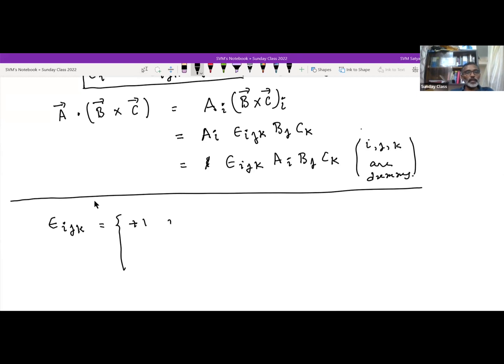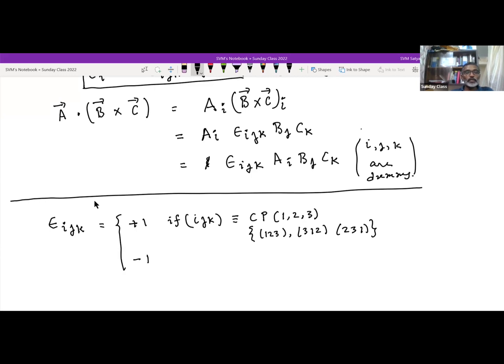+1 if ijk is equal to cyclic permutations of 1, 2, 3. This is just a notation. That means, what are the cyclic permutations of 1, 2, 3? 1, 2, 3; 3, 1, 2; 2, 3, 1. These are cyclic permutations of 1, 2, 3.